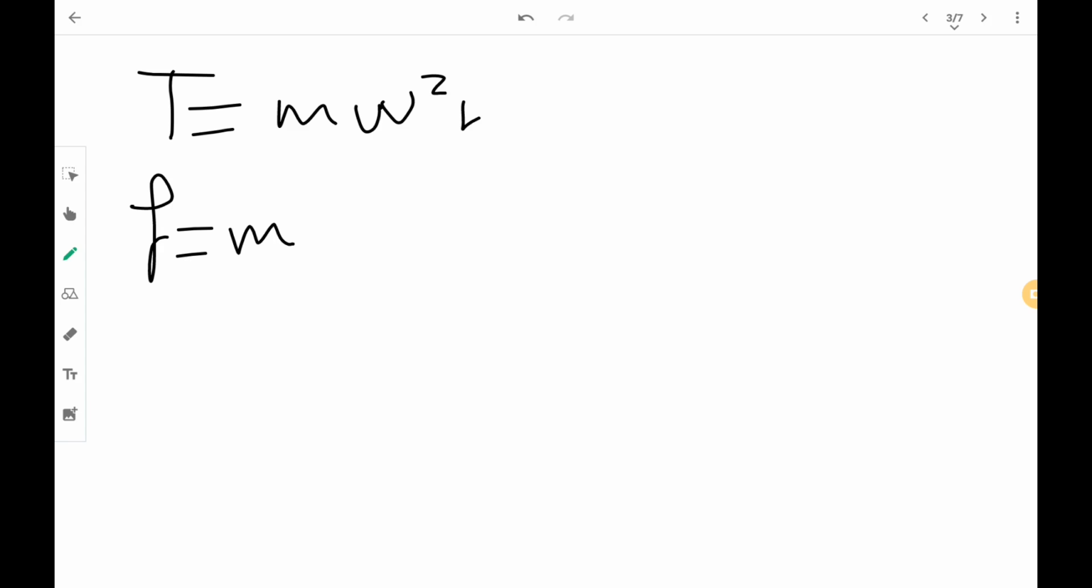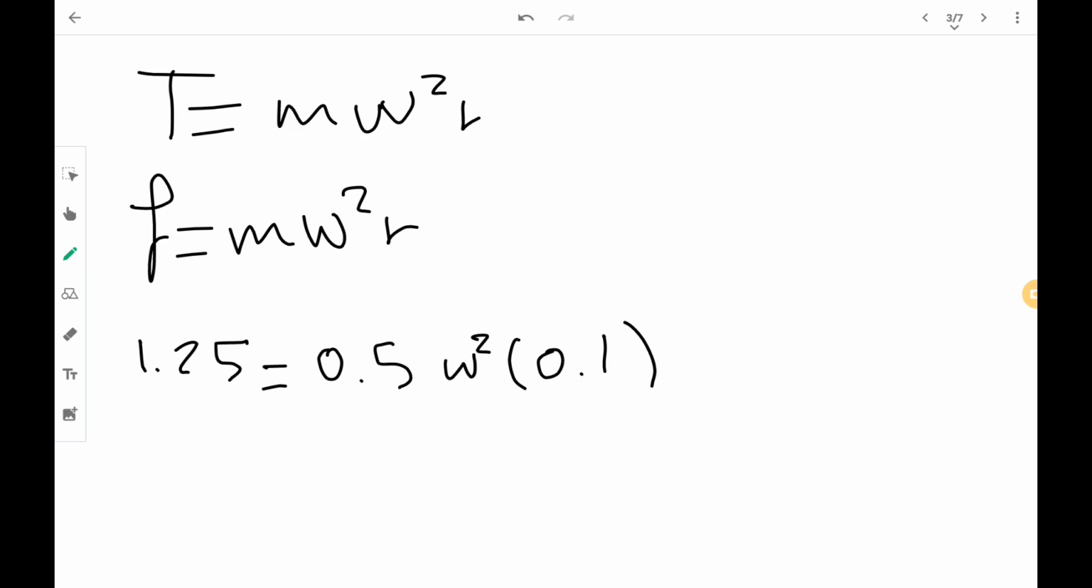So from here we can use the normal equation. Normally it would be T equals the mass times omega squared times r, but since friction is the one which is preventing it from slipping and not tension, we put friction equals mass omega squared r. 1.25 is 0.5, omega squared 0.1. You'll get omega to be 4.95.